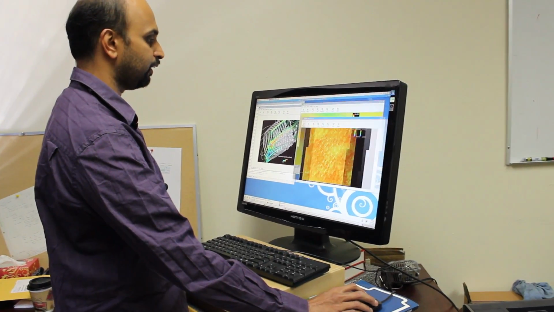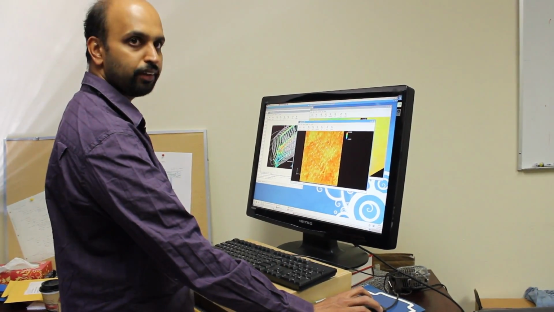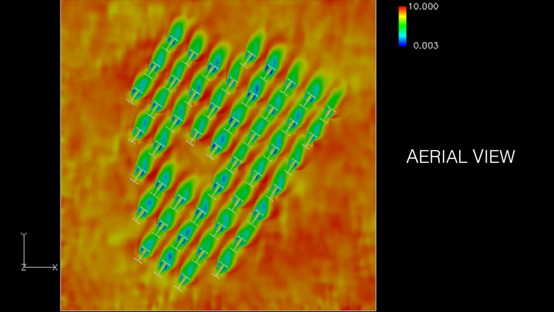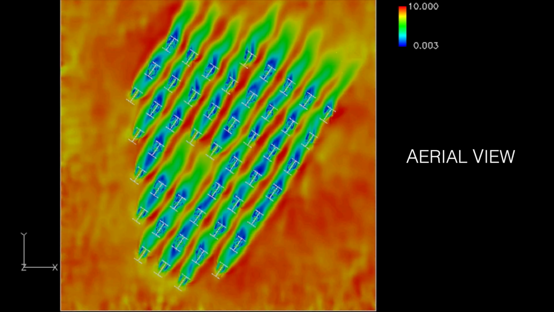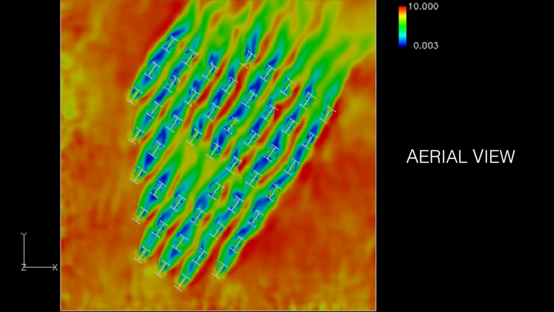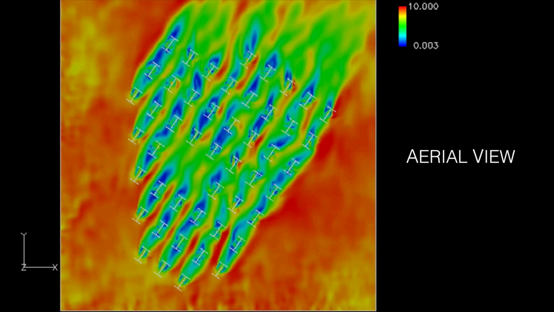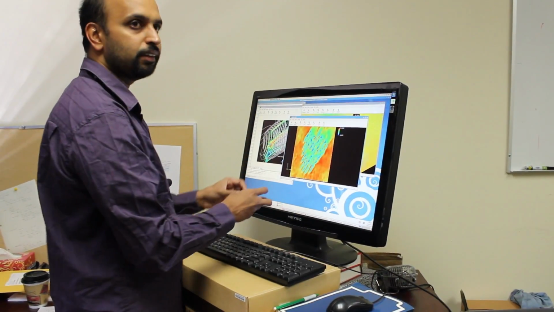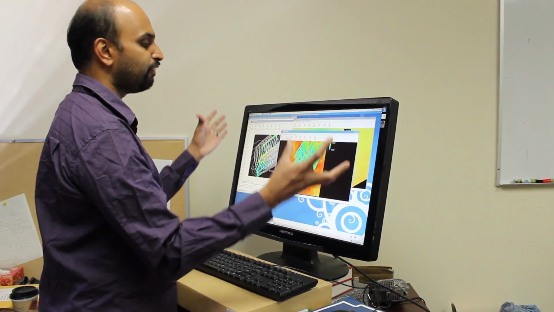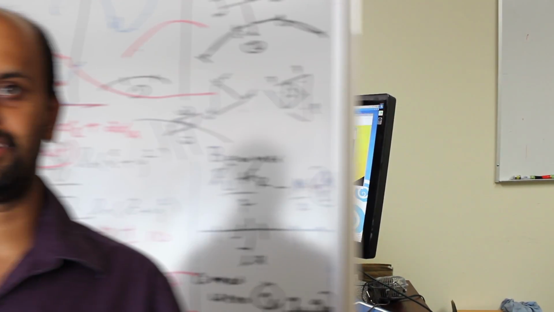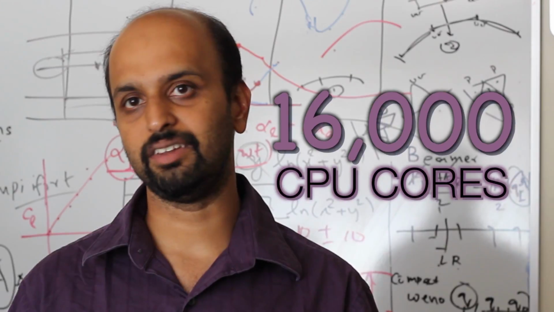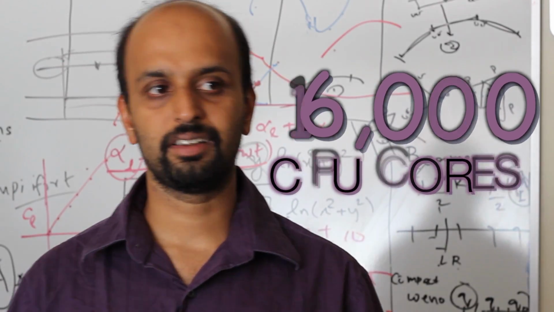What we can also do is several turbines, like in a wind farm. You can see all of the 48 turbines seeing the wind. Here red represents high wind, blue represents low wind. So the question is, how can we arrange this system such that the entire wind plant can produce a large amount of power? We have run up to about 16,000 CPU cores for large-scale simulations.